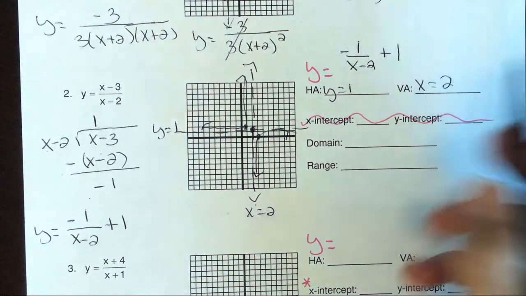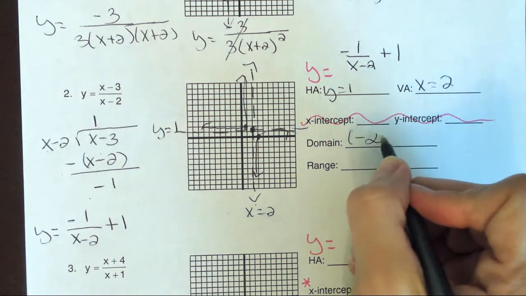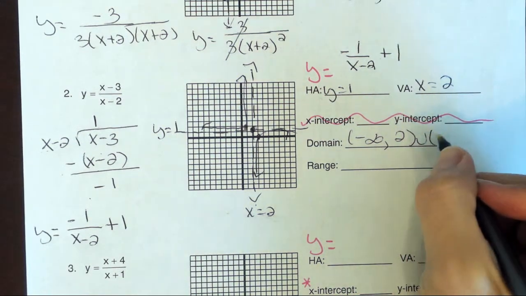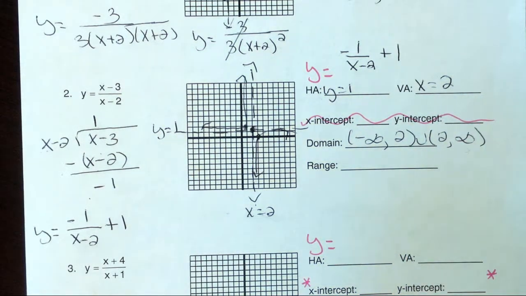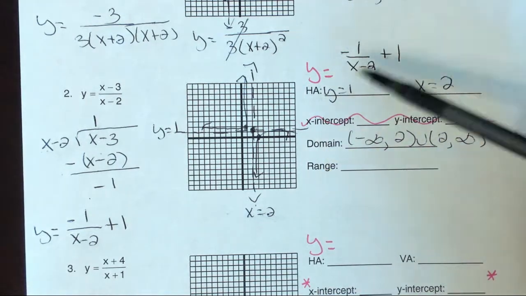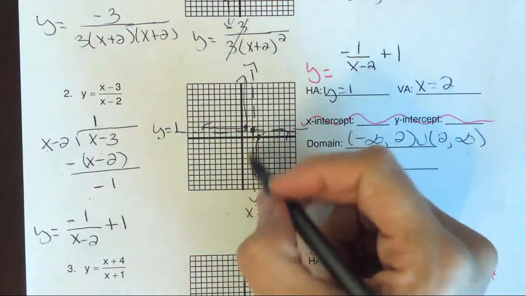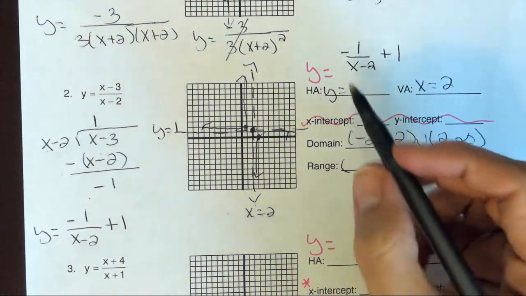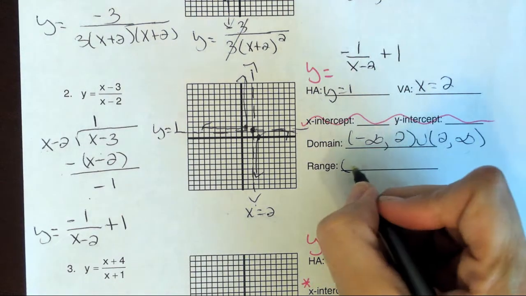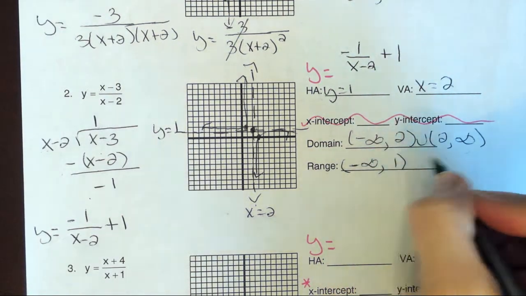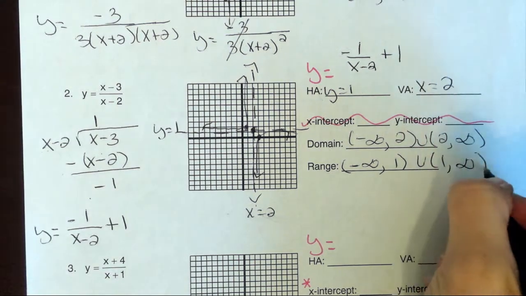My domain, I go look at my x's, and they go from negative infinity to 2, and then from 2 to infinity. My range values, I go look at my horizontal. I'm using everything below the 1, and everything above the 1. So from negative infinity to 1, and then from 1 to positive infinity.